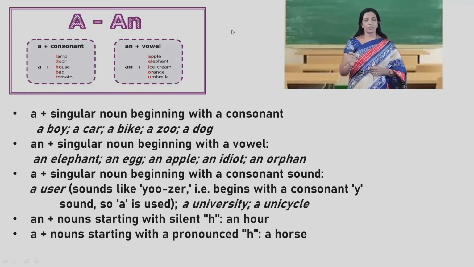An is always used before a singular noun which begins with a vowel. For example, an elephant, an egg, an apple, an idiot, an orphan. So we can see that we use the article "an" before any noun which begins with a vowel. That is A, E, I, O, and U.